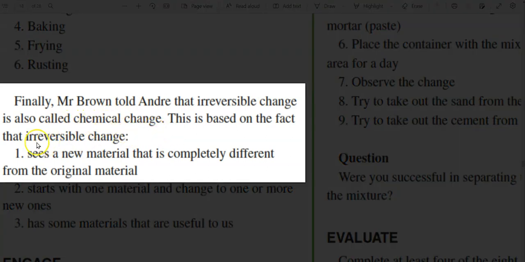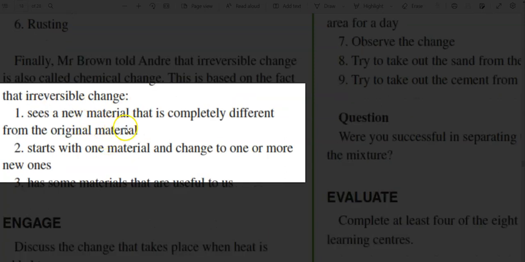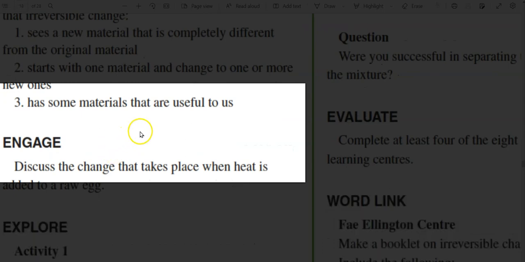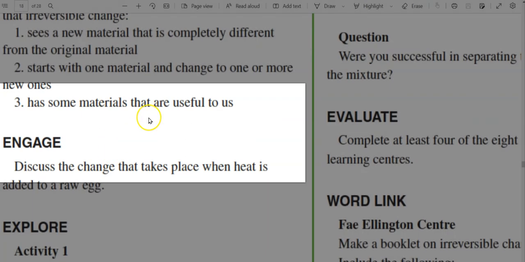Finally, Mr. Brown told Andre that irreversible change is also called chemical change. This is based on the fact that irreversible change, 1. produces a new material that is completely different from the original material. 2. starts with one material and changes to one or more new ones. 3. has some materials that are useful to us.